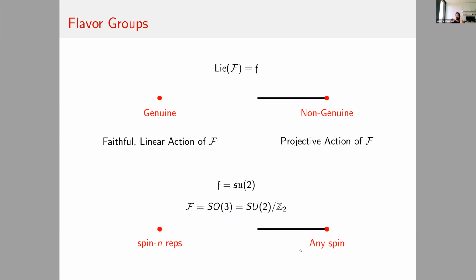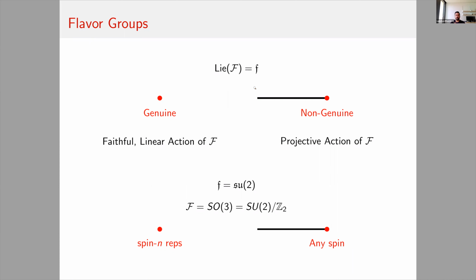Okay, but now we want to involve some discrete information. So we can ask, what about the flavor groups? Do they match on both sides? So first of all, we need to review what the definition of a flavor group is. A flavor group for a flavor symmetry algebra f, the small f, is this capital F such that its Lie algebra is the flavor algebra first of all, and then it has to satisfy some additional properties.